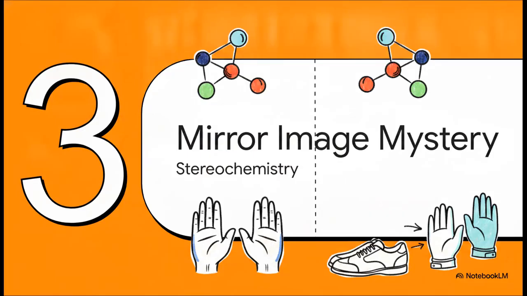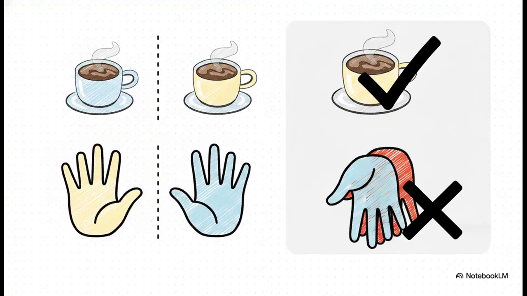All right, section 3, the mirror image mystery. In chemistry, molecules can actually have mirror images, just like everyday objects do. An object is considered achiral if its mirror image is totally identical and superimposable.